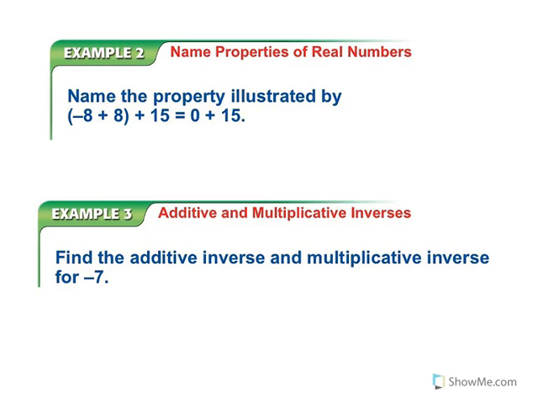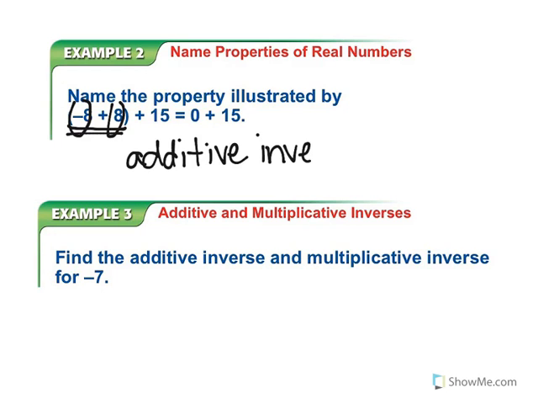Example 2, name the property illustrated by negative 8 plus 8, plus 15 is equal to 0 plus 15. Well, if we take a look at the parentheses, we're taking 8 and its opposite and we're adding them together. When you take a number plus its opposite, first of all, the plus means additive, and we're taking opposites, so it's the additive inverse property.